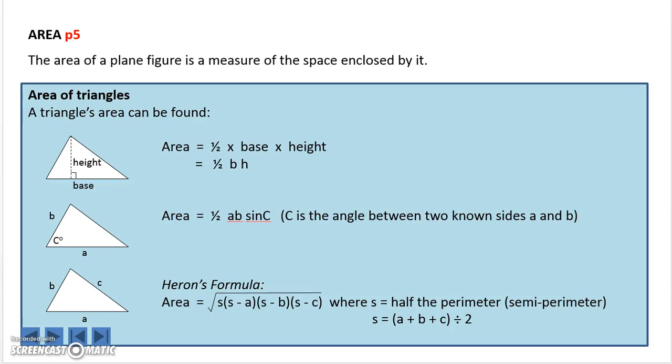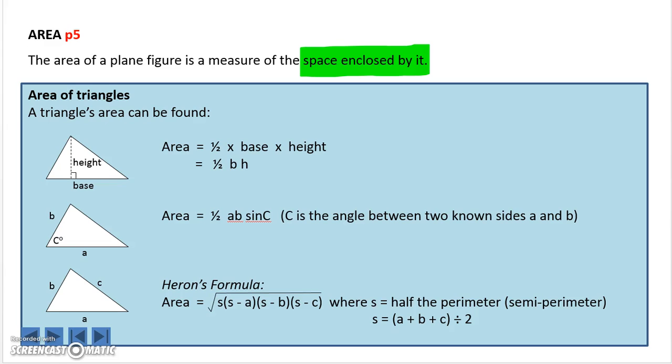If you'd like to turn to page 5 in your book, we're going to have a look at areas of plane figures now. The first group that we're going to look at are just triangles, because there are 3 different ways, depending on the information you're given, to work out the area of the triangles. So you can see there that the area is measured by the amount of space enclosed by it. So if you have your plane shape, in this case a triangle, all this area inside here, or this space inside here, is called the area.